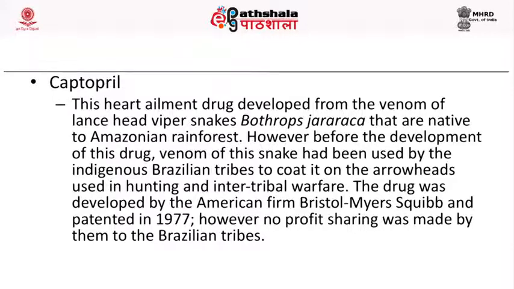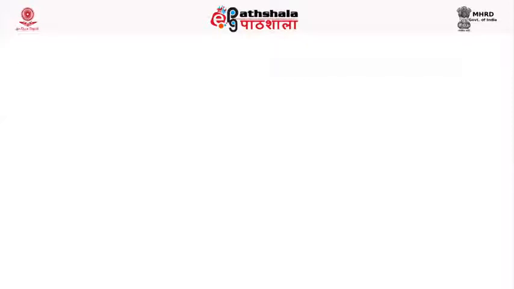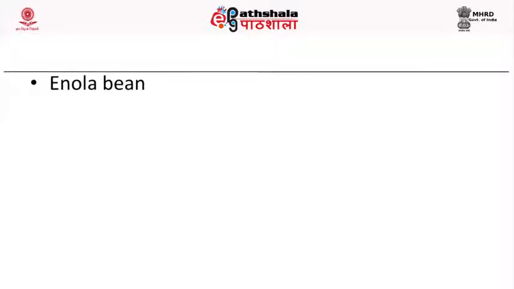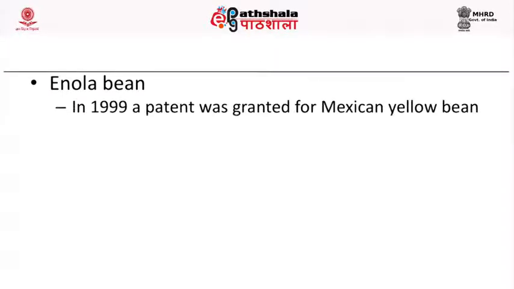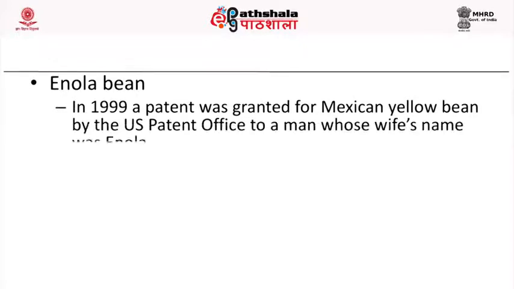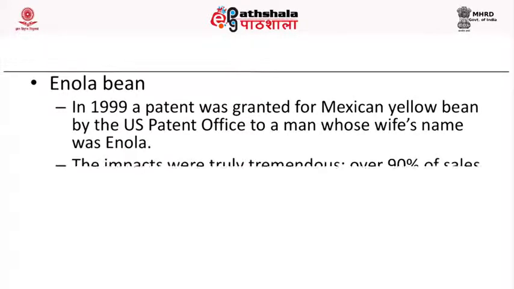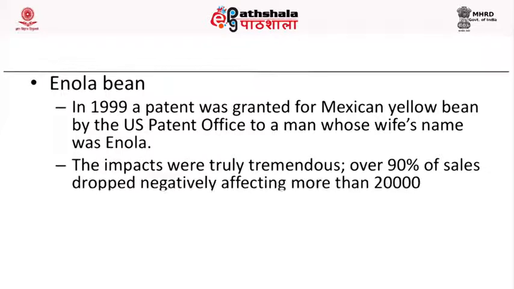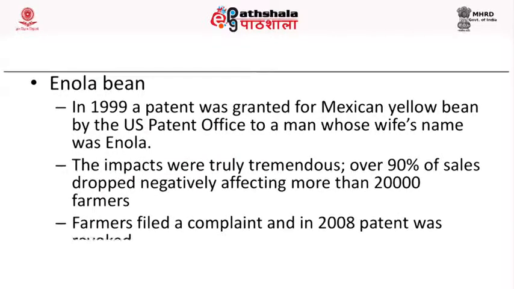Another example is the Enola bean, which is rather a funny example. The bean was patented in 1999 by a patent applicant whose wife's name was Enola. It was actually a Mexican yellow bean, which is in use and has been exported by Mexican farmers to the US as well as to Europe for tens of years.